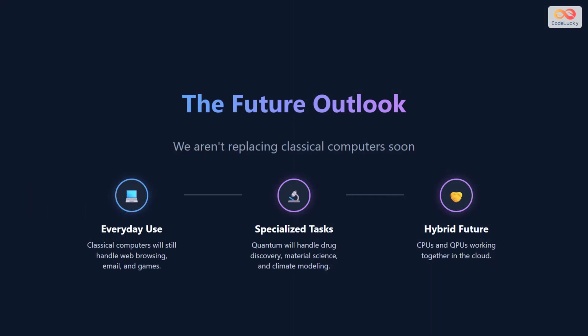Does this mean your next phone will be quantum? Probably not. We are heading toward a hybrid future. You will still use classical computers for emails and Netflix, while quantum computers will live in the cloud, solving massive problems like drug discovery or climate modeling.